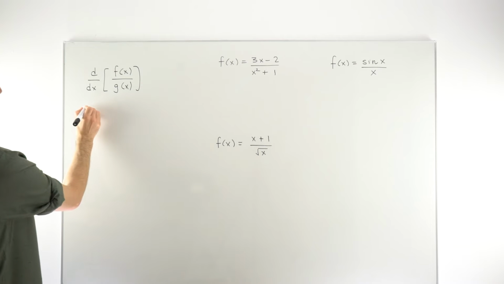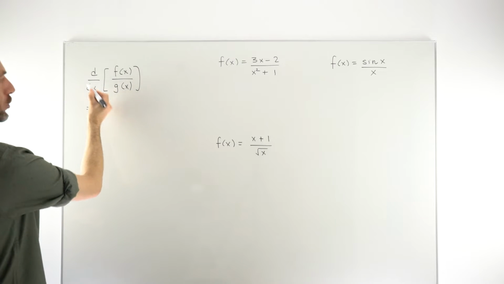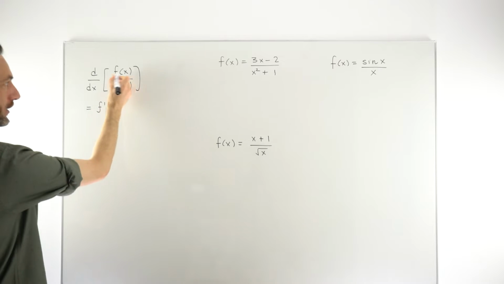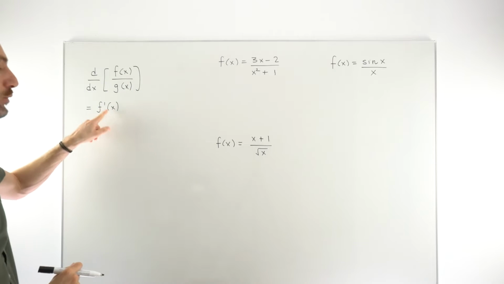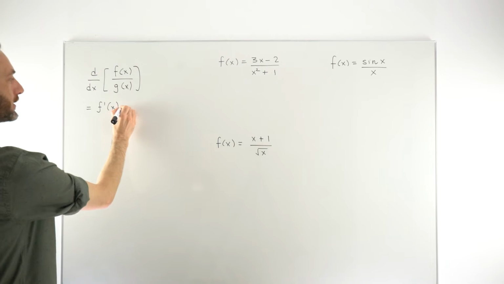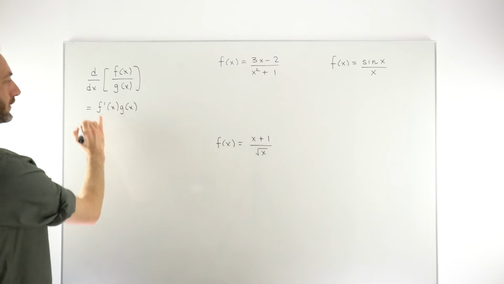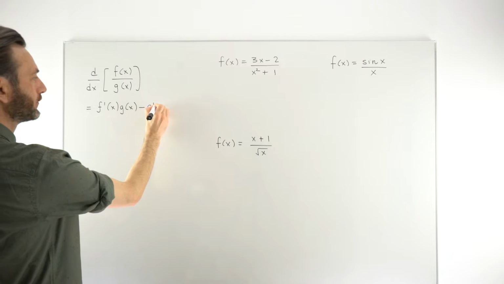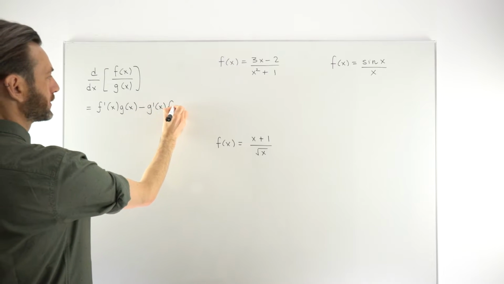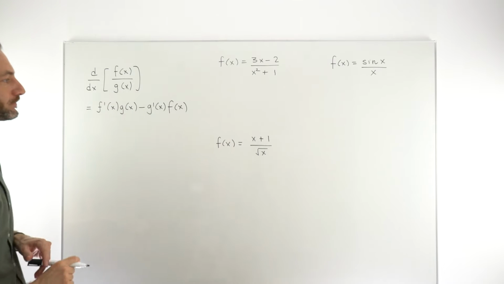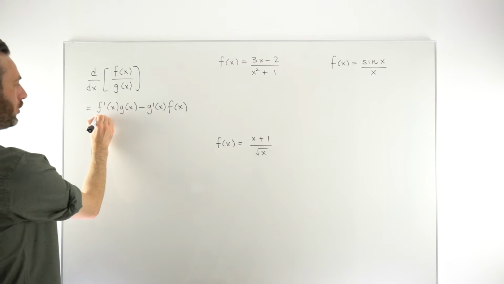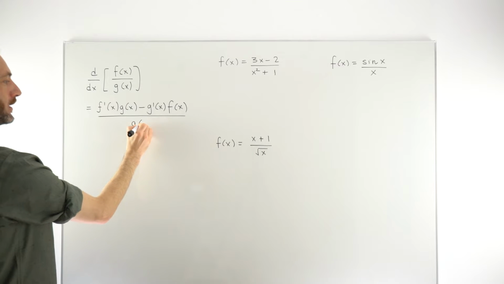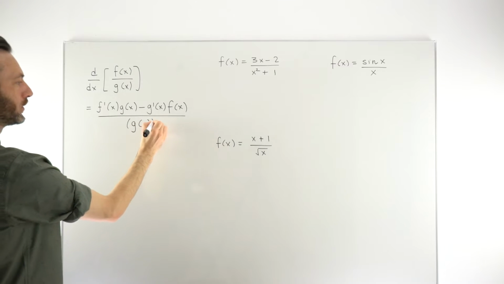The way it does work is that we evaluate this derivative by taking the derivative of the top function, so in my case here, f of x, to get f prime of x or f dash x, and we multiply that by the bottom function. So f dash x times g of x, and then we subtract from that the derivative of the bottom function, g dash x in this case, times the top function, f of x. Then we divide all of that by the bottom function squared. So g of x all squared.